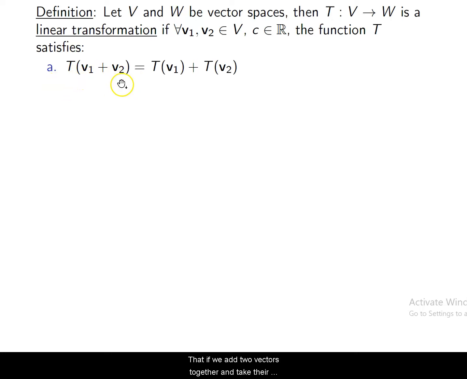that if we add two vectors together and take their transformation, it's the same as taking the transformation of the individual vectors and then adding them together. That if we take a transformation of a scalar multiple of a vector, it's the same thing as having a scalar multiple of the transformation of a vector. Okay, so these are the two properties that we need to satisfy to be a linear transformation. Again, this should not be new. We have seen these several times throughout the course so far.